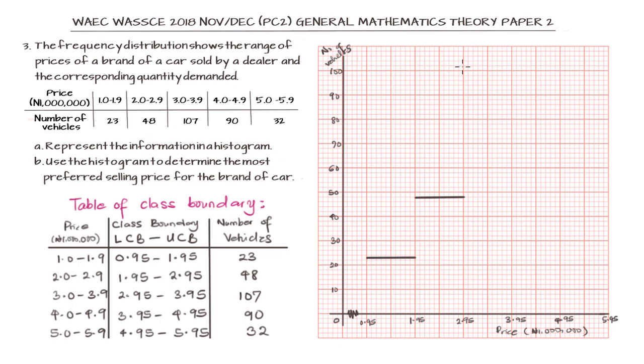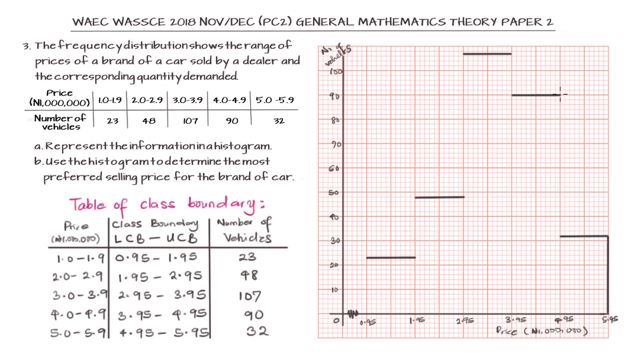Then 107 will be located up here, 107, for 2.95 to 3.95. Then 90 to be plotted against 3.95 to 4.95. Then 32 is located here. We plotted against 4.95 and 5.95. So with these bars, we just join them together.